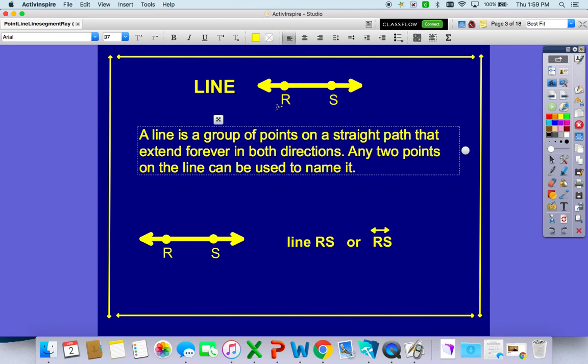So for an example, if I look at this one right here, I know that it's a line because there are 2 arrows that tell me that this goes on forever and ever, and it does not ever end. I would call this line RS. I can do that by writing the word line, RS, or I write the letters RS and put a line symbol above it.